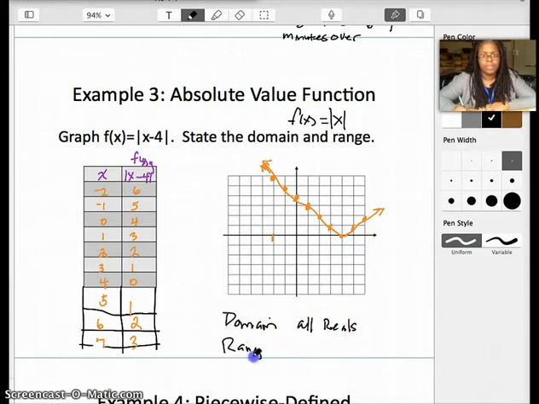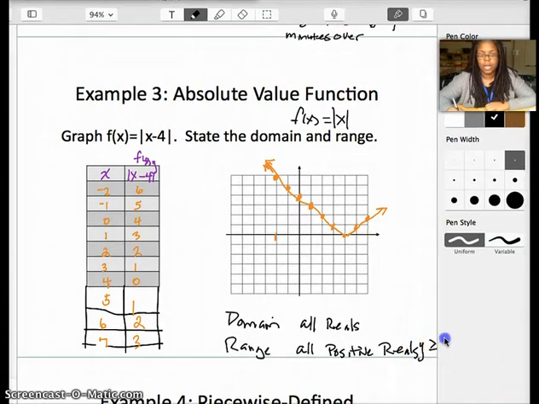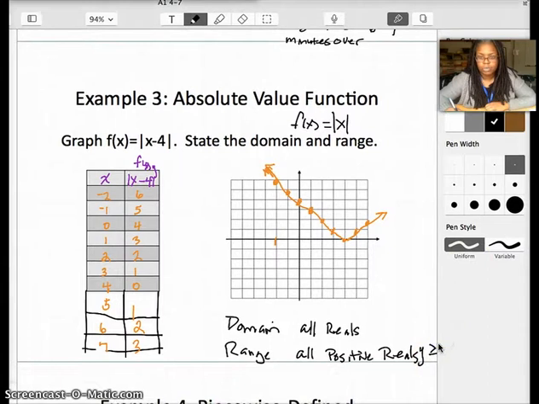The range, however, is different. Notice that we have every y value, but this bounce keeps y from ever being negative, which makes total sense because y, or f of x, is equal to the absolute value. So it is all positive numbers, or all positive reals, you could say. Or you can say all numbers such that those numbers are greater than or equal to 0, so y such that y is greater than or equal to 0. So y can be equal to 0, as we saw.